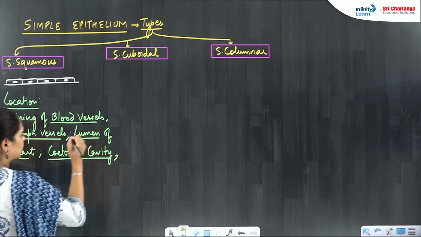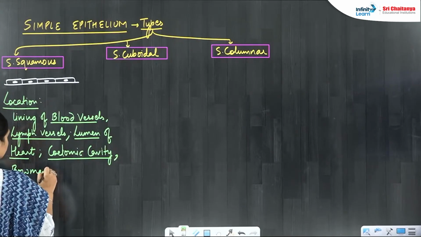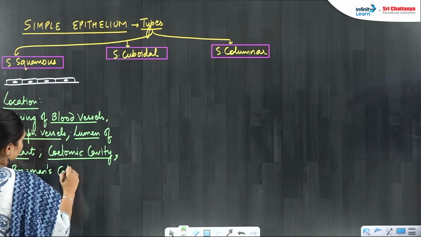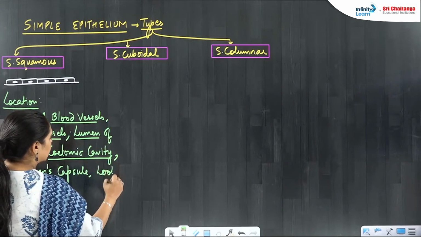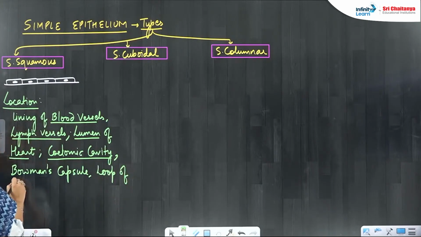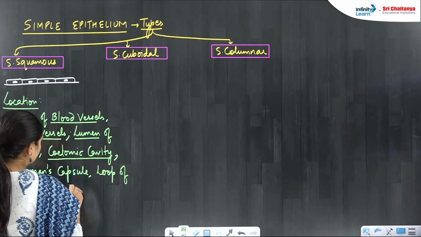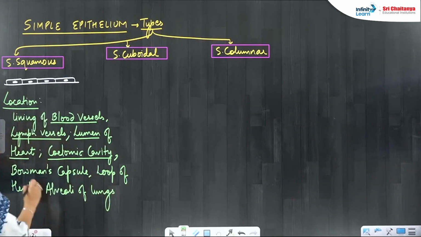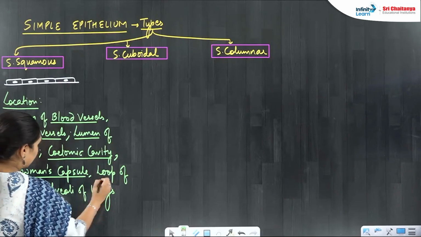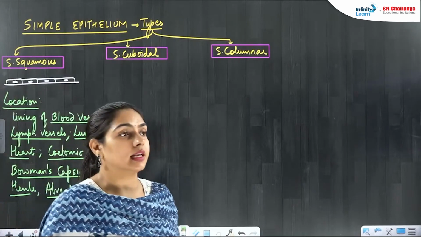Then you will also find it in the lining of Bowman's capsule. Do you know Bowman's capsule? You will find it in the loop of Henle. You will also find it in the alveoli of lungs. So at all these places you will find simple squamous epithelium.